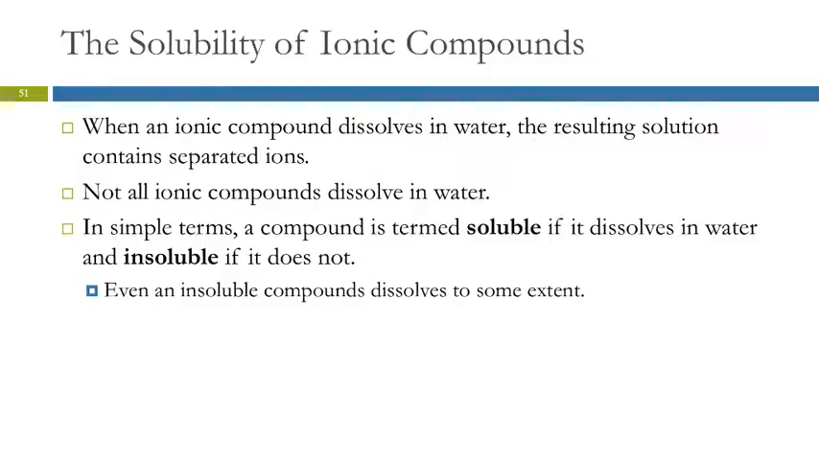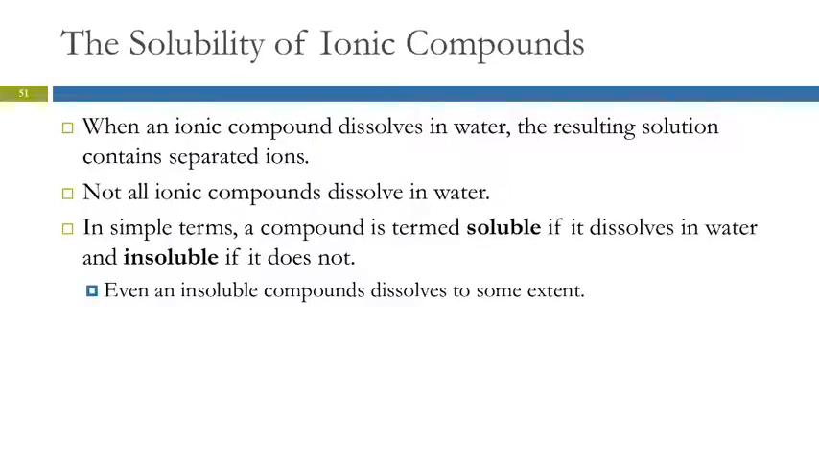So we've talked about ionic compounds dissolving in water, and then you've got separated ions. Many ionic compounds dissolve in water, but not all of them do. So we have the terms soluble and insoluble. Soluble means it will dissolve in water. Insoluble does not dissolve in water. But this is Chem 1A, and so I need to tell you that even an insoluble compound dissolves to some extent.